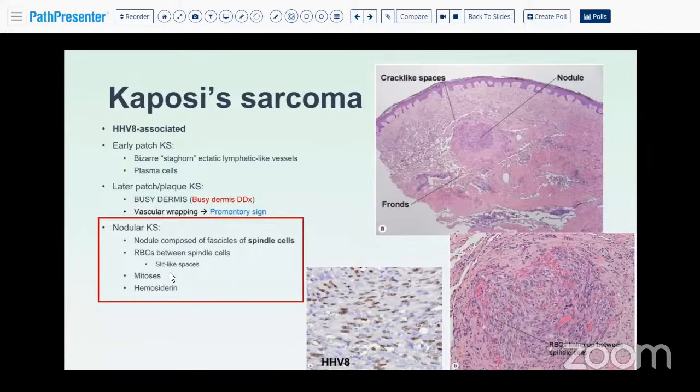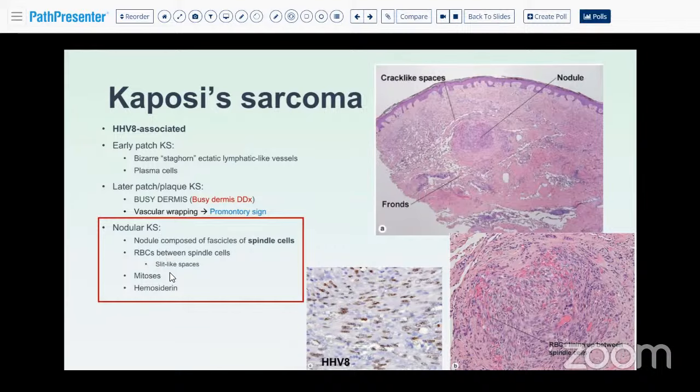Kaposi sarcoma. So this is an HHV8 sarcoma. The pathology varies in different stages. Early patch stage KS has bizarre staghorn, lymphatic-like vessels and cells. Later patch or plaque KS has a busy dermis, and we'll talk about that in a little bit.